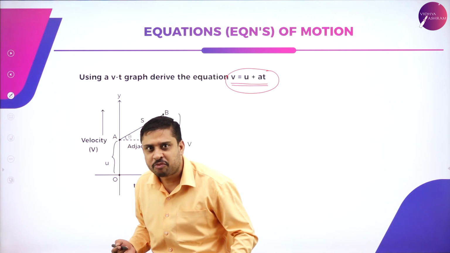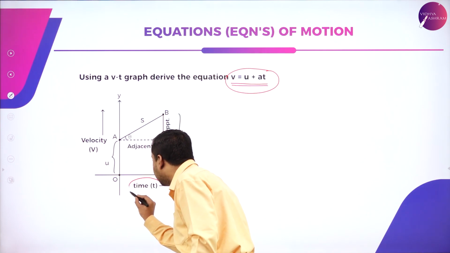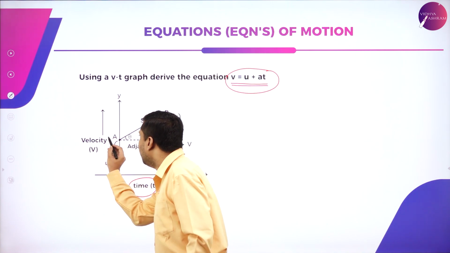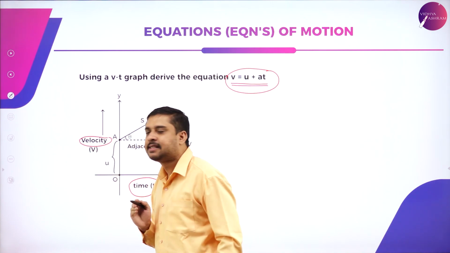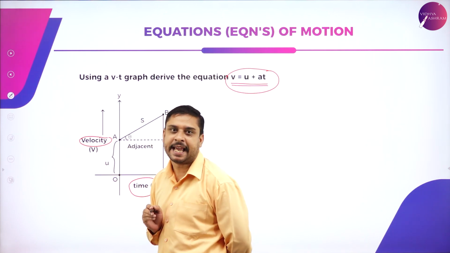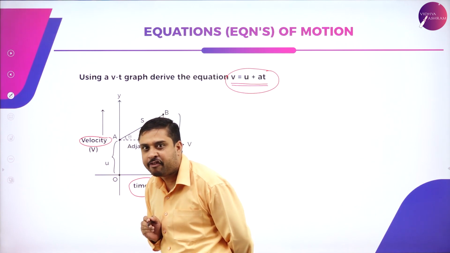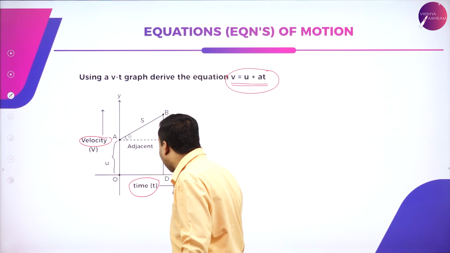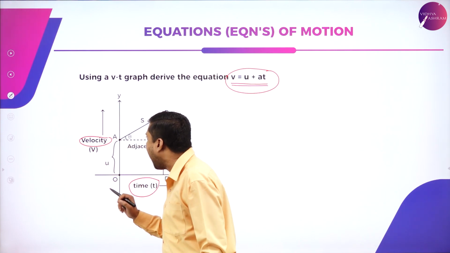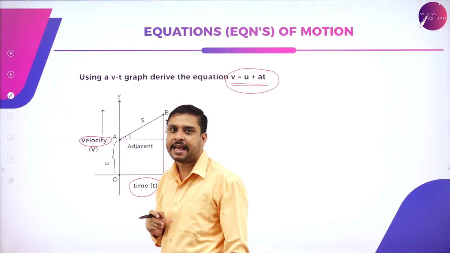Velocity time graph first. Along the x-axis, I plot time. Along the y-axis, I plot velocity. Right? In a velocity time graph, we plot time on the x-axis and velocity on the y-axis.